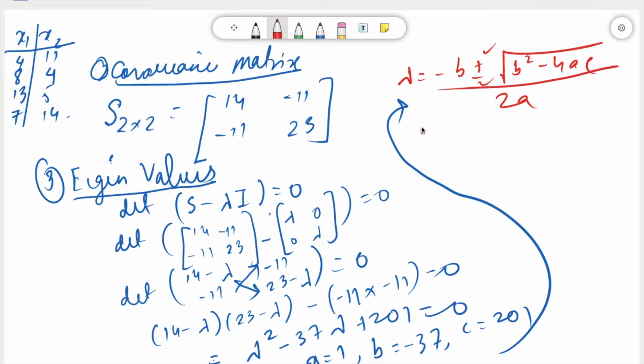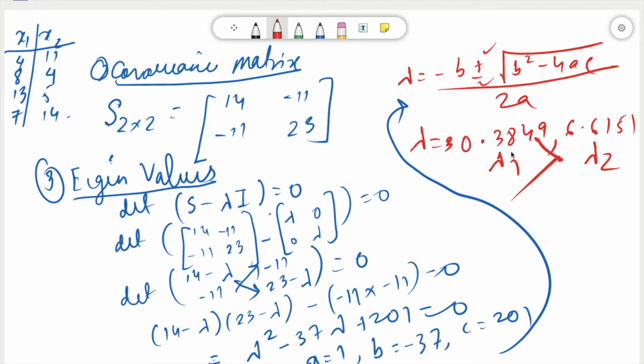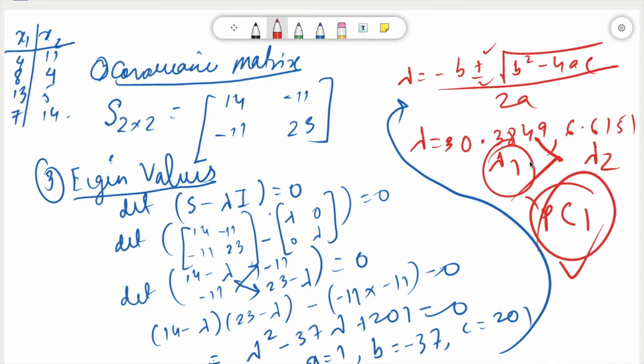If you substitute this, you will get lambda equal to 30.3849 comma 6.6151. So this will be lambda 1 and this will be lambda 2, and we can see that lambda 1 is greater than lambda 2. We will declare lambda 1 as our first principal component, PC1. And now we will be more interested in the eigenvector of lambda 1. So the next step would be calculating the eigenvector corresponding to the eigenvalue of lambda 1.